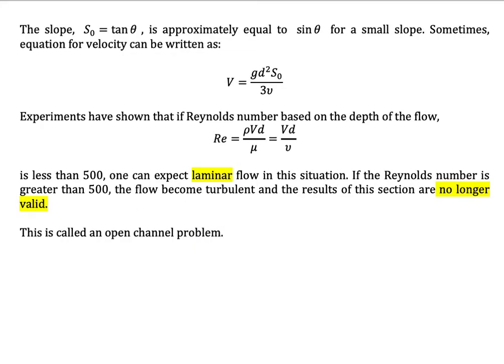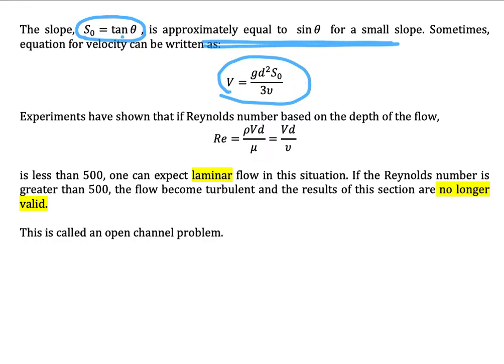In certain verification from experimental and calculation, some people replace sine theta with tangent theta, because the value is not so much different in small slope. So it still gives us the correct answer. If we replace sine theta with tangent theta here, we will get g d square S naught, meaning tangent theta, divided by 3 nu, the kinematic viscosity, and then we can calculate the average velocity using this equation.